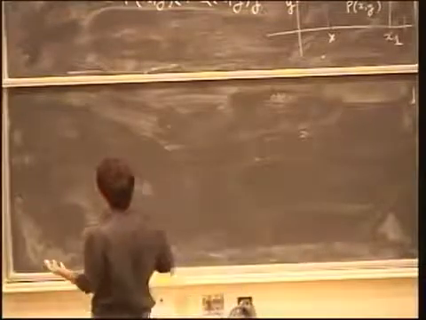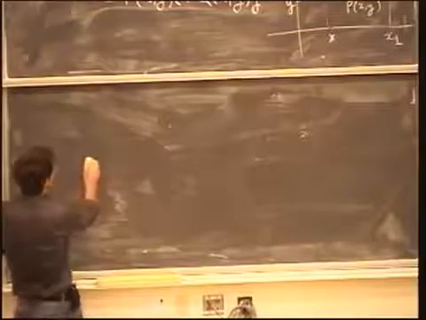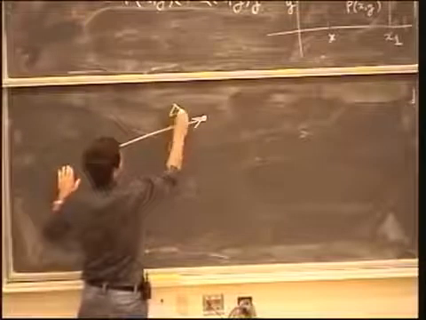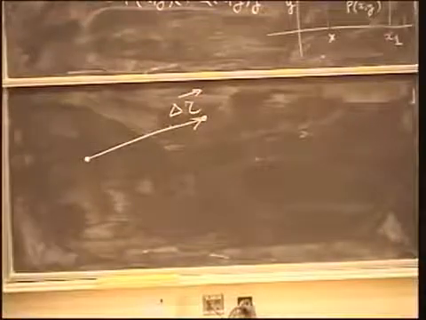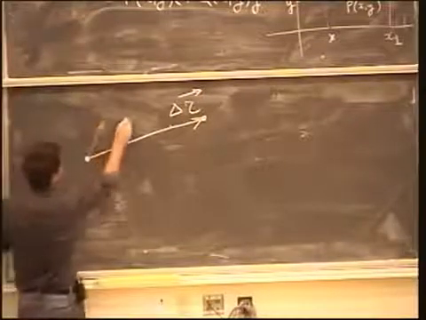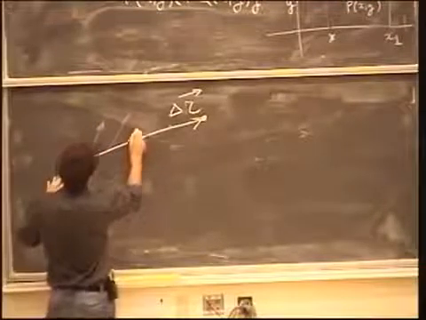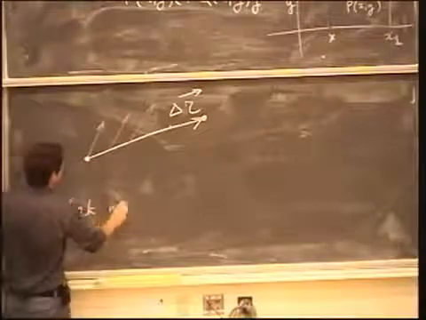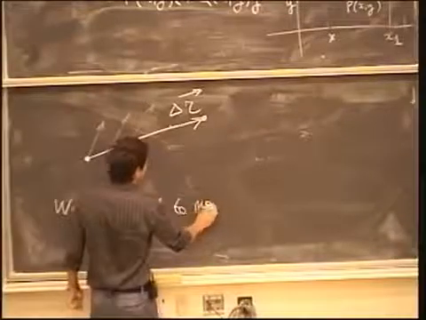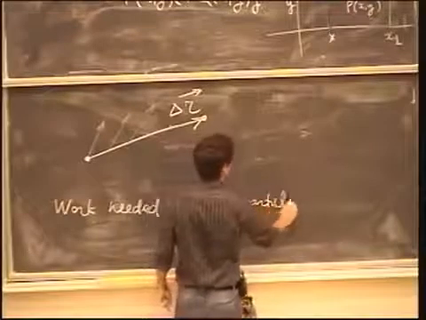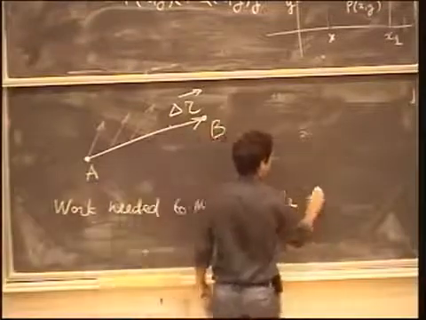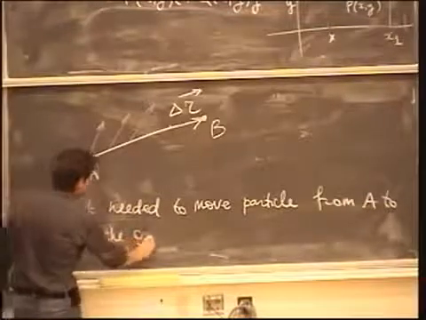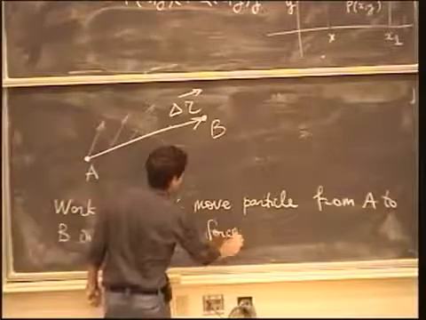So the first question I'm going to ask is, what is the amount of work that is needed to move a particle from, say, this point to this point along a linear segment with some displacement delta r? If you have a constant vector field, if a force is constant, so force is everywhere constant, like in my first example. What is the amount of work needed to move a particle from point A to B in the constant force vector field?